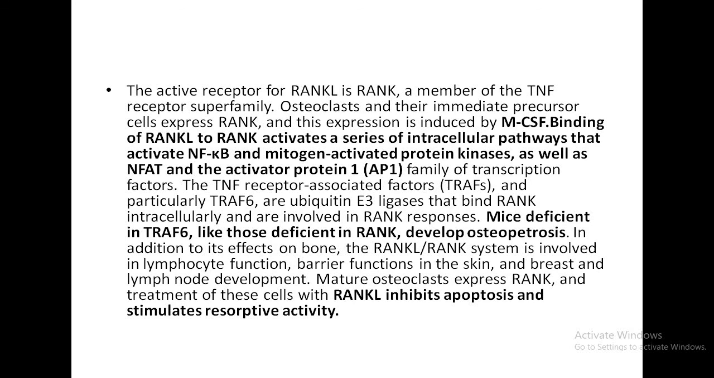Mature osteoclasts express RANK, and treatment of these cells with RANKL inhibits apoptosis and stimulates resorptive activity. But if there is a RANKL inhibitor, the reverse happens.